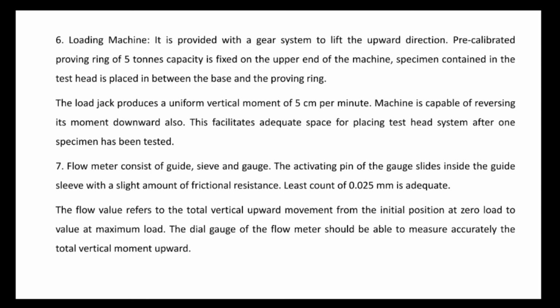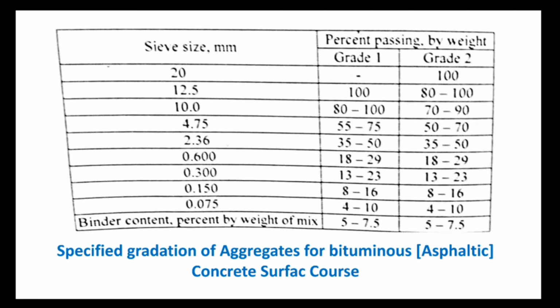So when the above values are found for each mix with different bitumen contents, the graphs are to be plotted with the bitumen content on the x axis and the values on the y axis. Here, from the figure we can see the specific gradation of the aggregates for the bituminous concrete surface course. Whatever aggregate we have taken, here we have referred to 1200 grams of the aggregate sample.